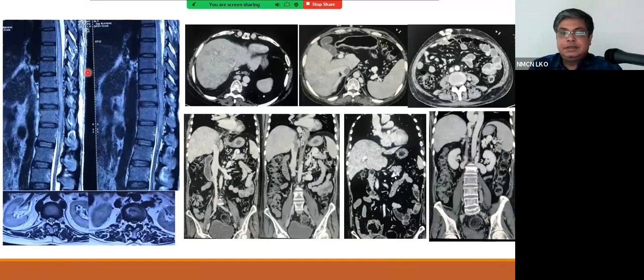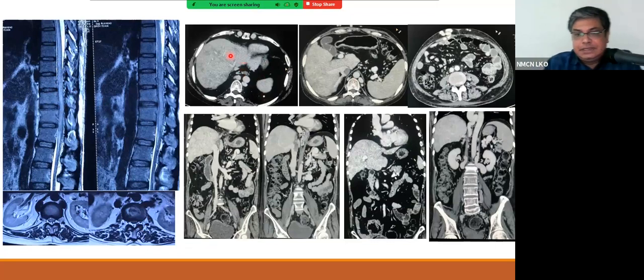So this is the pre-procedure T2 weighted MRI study. On sagittal images, we can see there is expansion of the dorsolumbar cord with T2 hyperintensity and prominent posterior epidural vessels. Here we can see large paravertebral collaterals. This expansion and T2 hyperintensity of the cord is suggestive of congestive changes or edema.